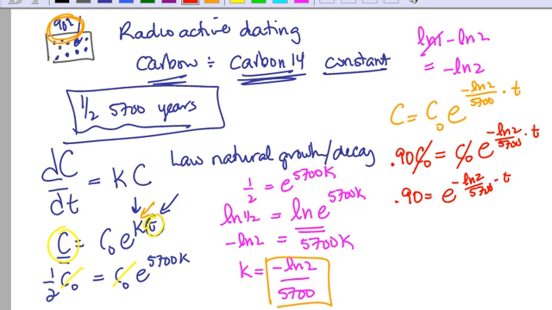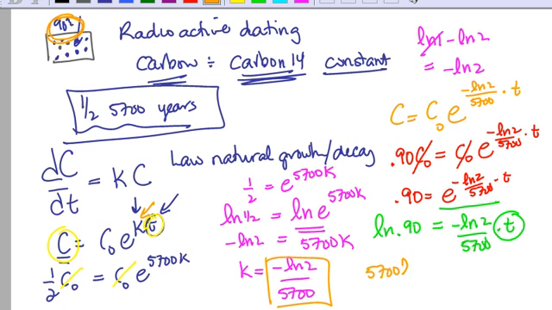Now I'm going to take the log of both sides. So I'm going to take the log of 0.90 and the log of the right side. When I take the log of the right side, it will cancel the e because those are inverse operations, and I'll just be left with negative log 2 over 5,700 times t. Now I need to just get t all by itself, so I'm going to multiply by 5,700 and divide by negative log 2. And there's my time, and if I work that out, it's about 866 years.